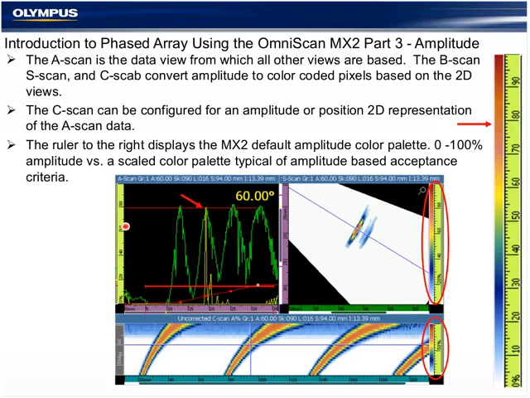The ruler to the right displays the default color palette that can be modified by the user, and it's a 2D representation of the A-scan data. It's impossible to manage 50 or 100 A-scan displays, so it has to be converted to color so that we can see multiple A-scans at the same time.